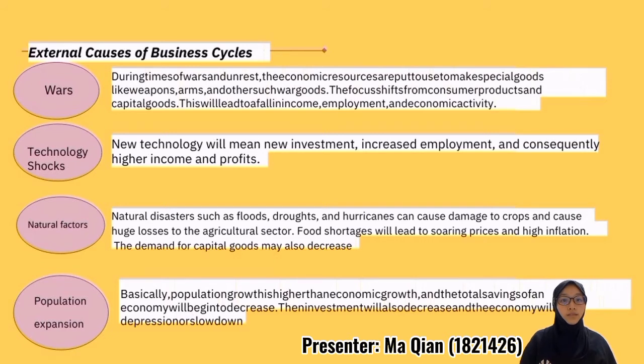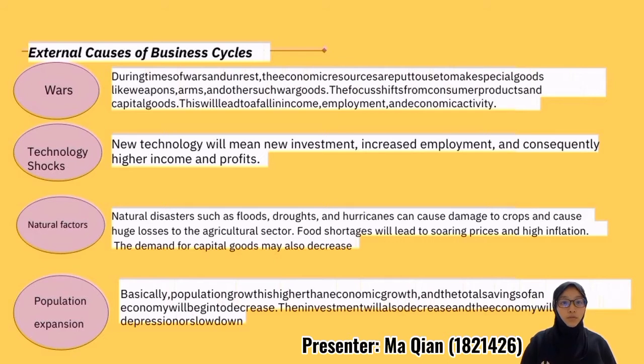The second one is technical impact. New technology will mean new investment, increased employment, and consequently higher income and profits. Next is natural factors. Natural disasters such as floods, droughts, and hurricanes can cause damage to crops and cause huge losses to the agriculture sector. Food shortage will lead to soaring price and high inflation. The demand of capital goods may also decrease.